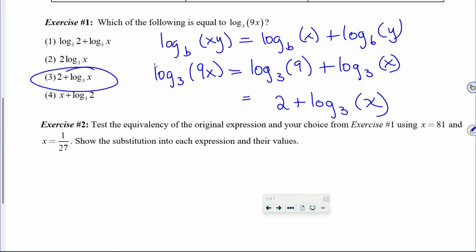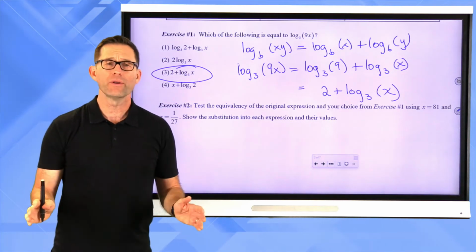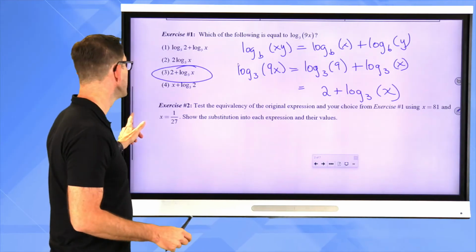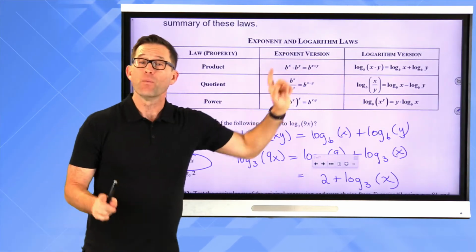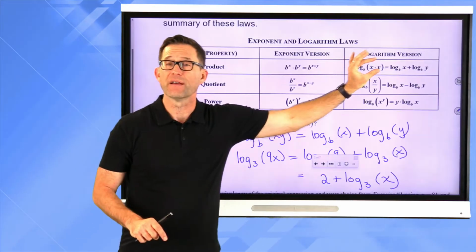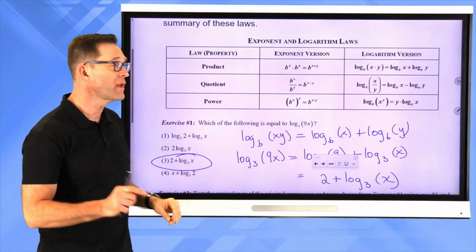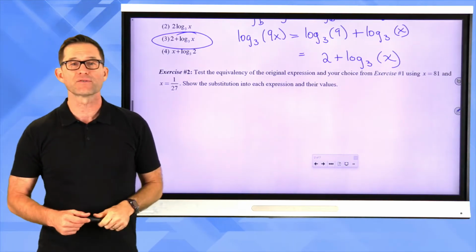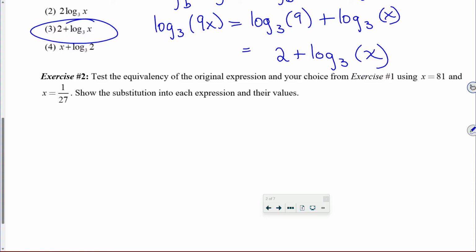Choice 3. All right, now, I never want you to forget that when we do a manipulation using what's known as a law or identity, then what we're always saying is what's on the left-hand side is equivalent to what's on the right-hand side. And that equivalency can be tested. So let's take a look at exercise number 2. Test the equivalency of the original expression and your choice from exercise number 1 using x equals 81 and x equals 1/27. Show the substitution into each expression and their values.